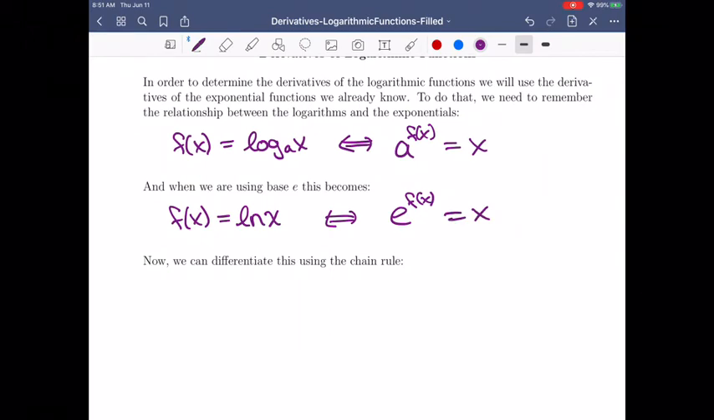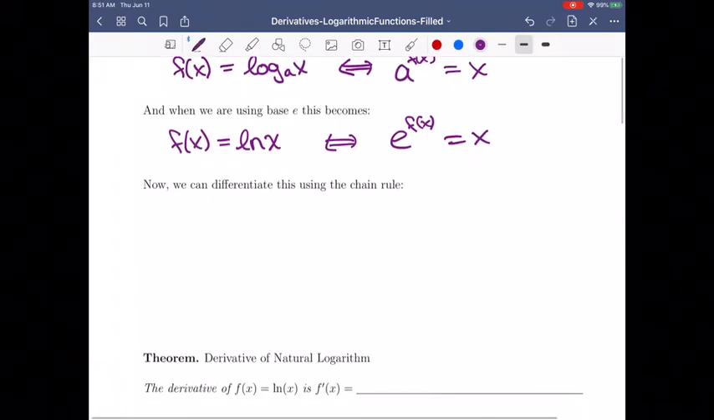Okay, so we can use our knowledge of the derivatives for the exponentials in addition to the chain rule, because we're going to have a function in the exponent. And this can help us to find the derivative of ln x and log a of x. So we're going to start with the e version.